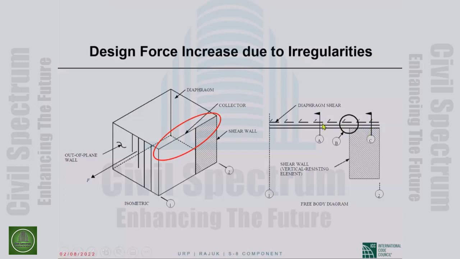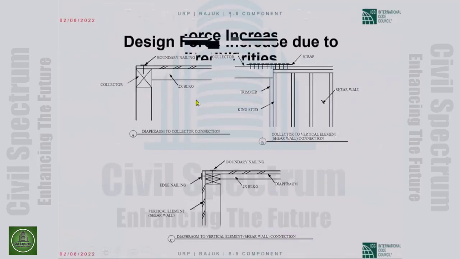I'm sorry. This is diaphragm to collector connection. This is the collector to shear wall connection. And this is the diaphragm to shear wall connection. Okay, are you with me? This is diaphragm to collector connection. This is collector to shear wall connection. And this is the diaphragm to shear wall connection, A, B, and C.